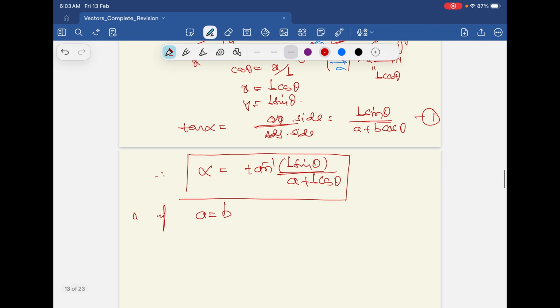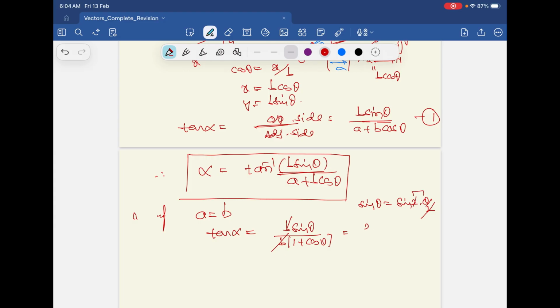if you simplify this one, tan alpha is equal to b sin theta by a plus b cos theta, where a is equal to b, so b plus b cos theta. You take b common, so 1 plus cos theta, and you can cancel this. Sin theta you can write using the sin 2a formula, sin theta as sin 2 into theta by 2.